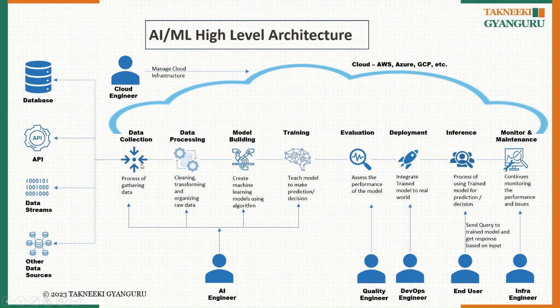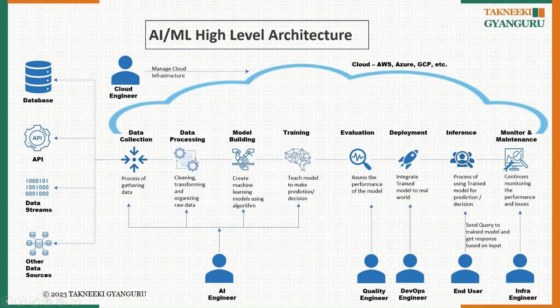So the next step is data collection. Data collection is basically collecting the data from all these data sources, right? It may be only a database or API, or it may be multiple data sources. It will collect from all the data sources. This is called the process of gathering data. So once the data is collected in the raw format, like Excel or database or anything, all the data is collected here. Now it moves to the next step, data processing.